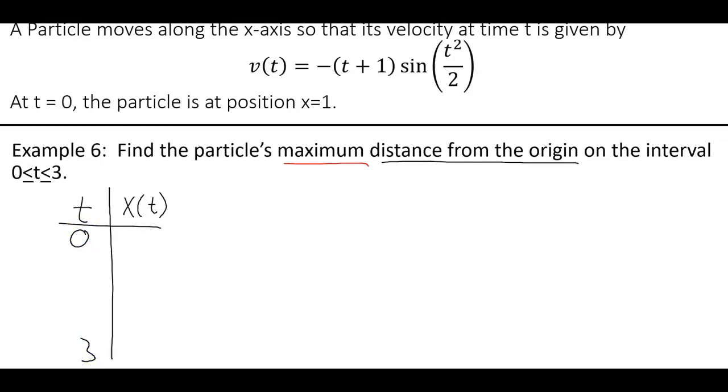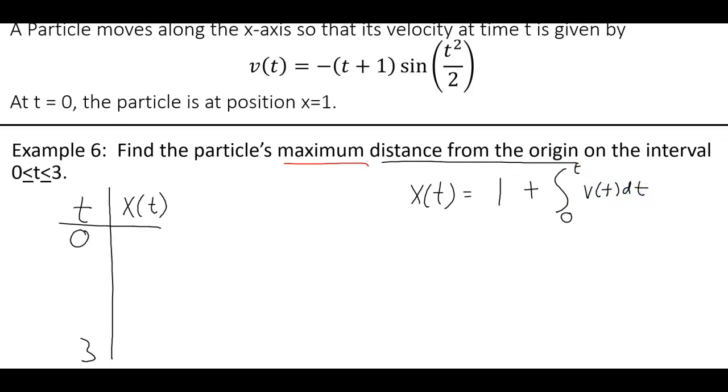Well, let's see. Here's my position function. The position of the particle at any time t can be found by taking the starting position, which is 1, and adding to that the integral from the starting time, which is 0, up to whatever time you're interested in, which we'll just say is t in this case, and then v of t dt. In other words, the starting position plus displacement, right?